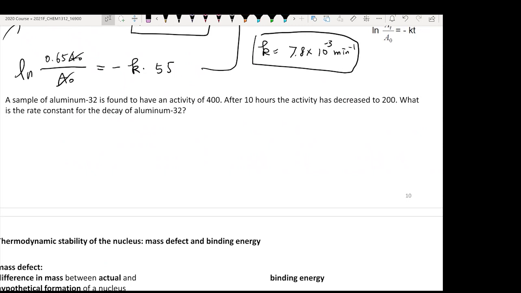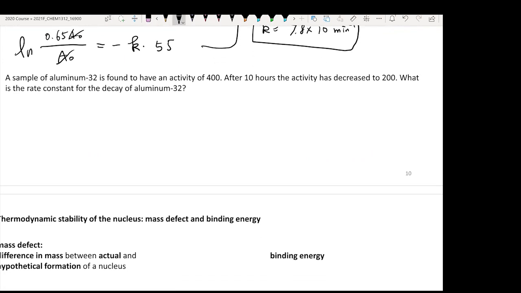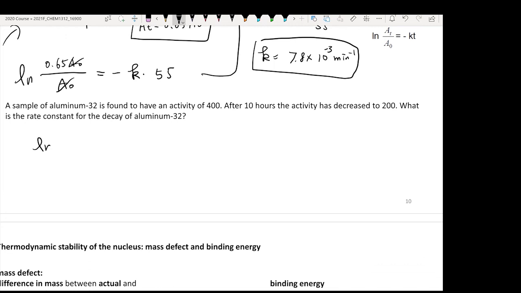A sample of aluminum-32 is found to have an activity of 400, and after 10 hours, its activity has decayed to 200. What is the rate constant for this decay? Every time you see this decay type of question, there's only one equation to go to: natural log of AT over A naught equals negative K times T. The information clearly shows 10 hours, so you know you have your T here. You want to look for your K, which means you first need to figure out your AT over A naught.